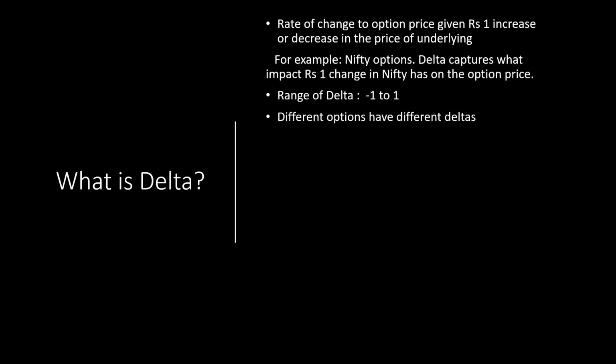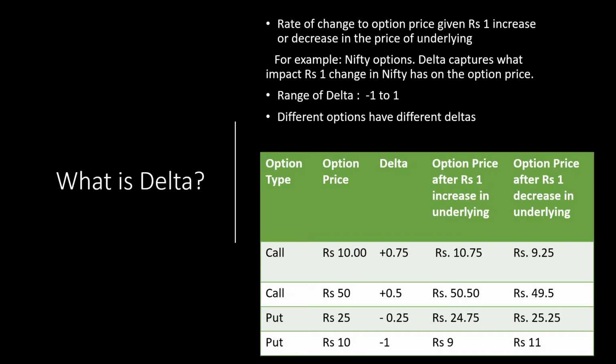Now let's look at some of the examples to get a better understanding of delta. Let's consider a call option trading at 10 rupees and has a delta of 0.75. So if there's 1 rupee increase in the underlying, the call option increases by 75 paisa and the new price would be 10.75. The inverse is also true. When the underlying drops by 1 rupee, the call option price drops by 75 paisa and will trade at 9.25.